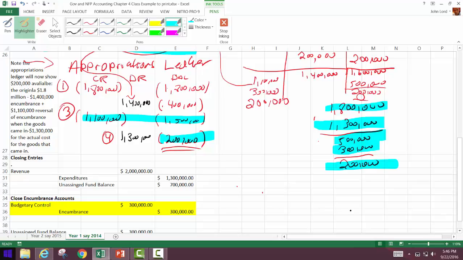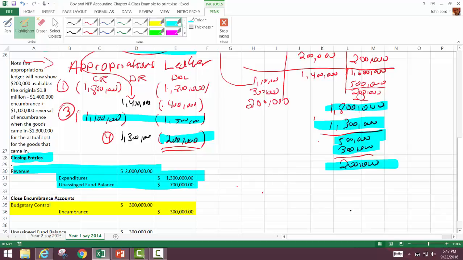Okay, but let's just go ahead. Let's do our closing entries, and we're going to close our real accounts. We're going to debit revenue, credit expenditures. Is that how you close accounts? Is that how you close accounts in Accounting 100? You debit revenue, you credit expenditure, you credit the unassigned fund balance for 700,000 because that's like retained earnings, right? Is that like retained earnings? So you credit the unassigned?